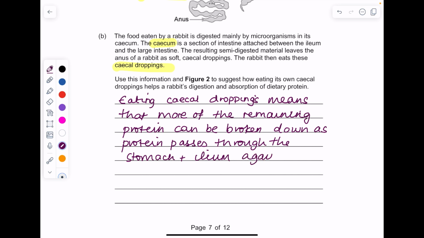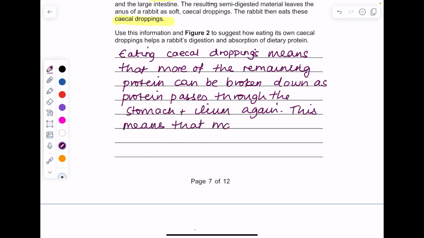Again, this means that more amino acids are absorbed.